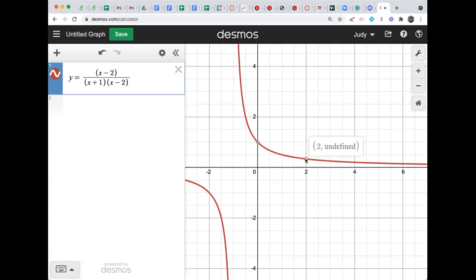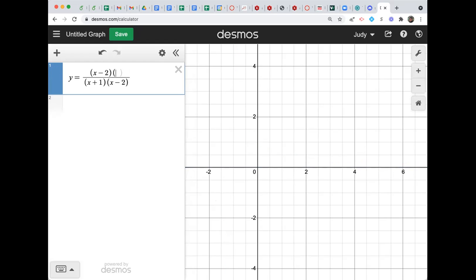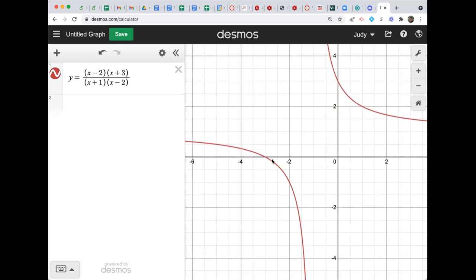So (2, undefined) is Desmos's way of saying there is a hole at x equals 2. Now, let's say I wanted to make another hole in the function. What if I did this, x plus 3? How could I make a hole at x equals -3? Meaning I want to go here to my function and I want it to say (-3, undefined). How could I change the function to make there be a hole at x equals -3?